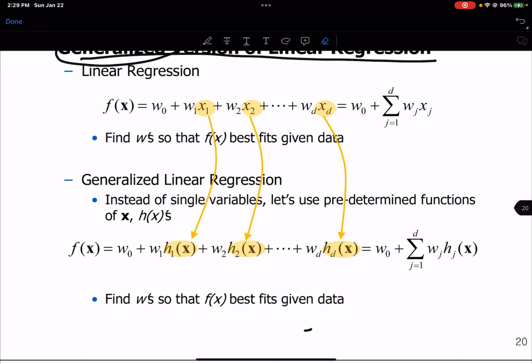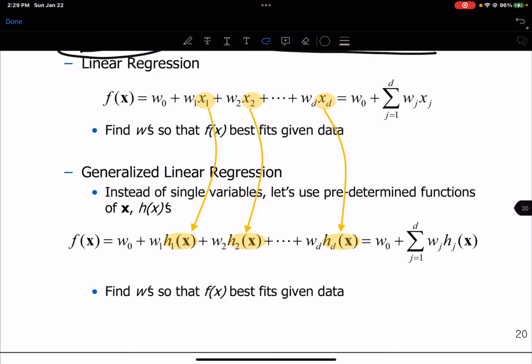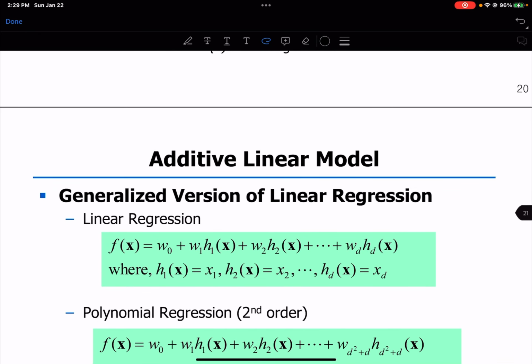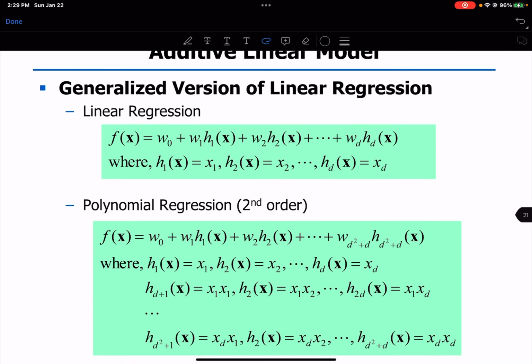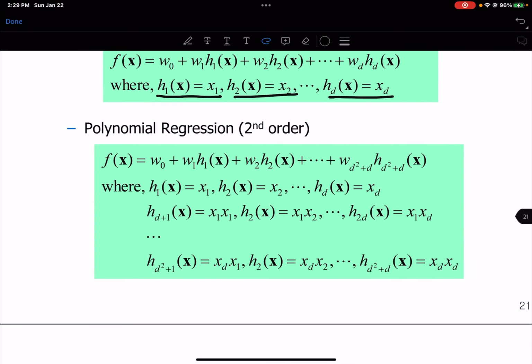So replacing your variable x with a predetermined function h of x. Linear regression is represented where h1 of x is x1, h2 of x is x2, and hd of x is xd. So we have h of x replaced with the variable and w2 is multiplied with this. And h1 of x is x1 and w1, the slope, is multiplied with this. So how do we represent polynomial regression as I talked to you?